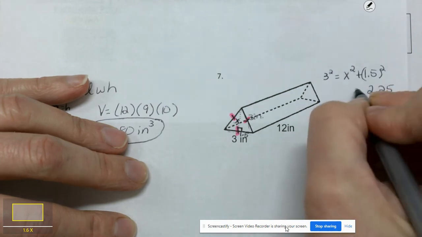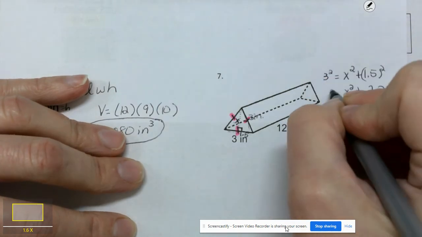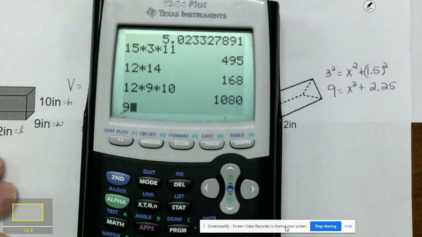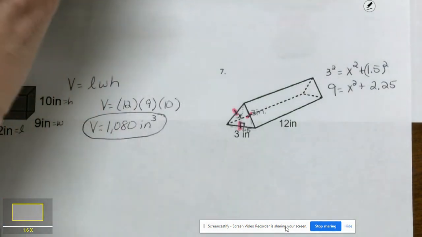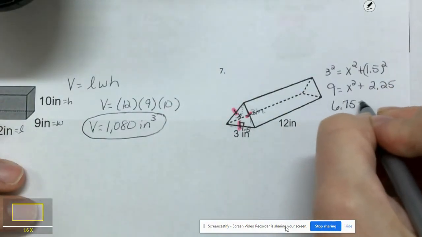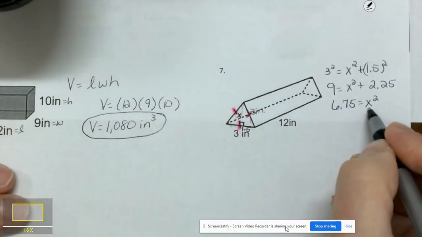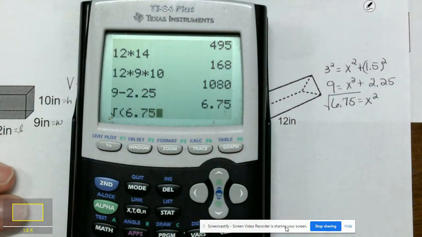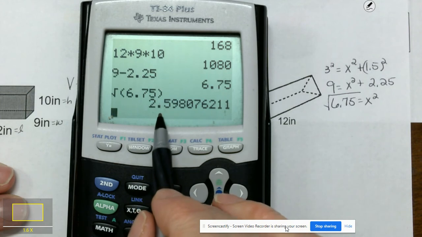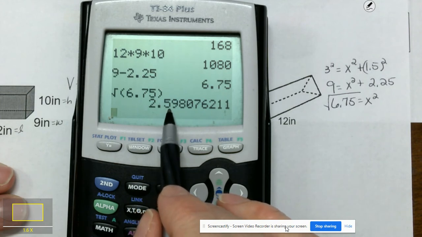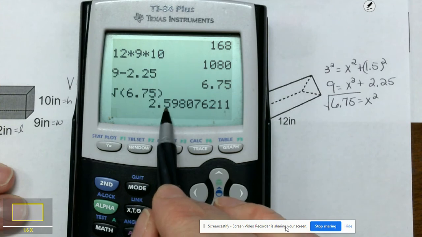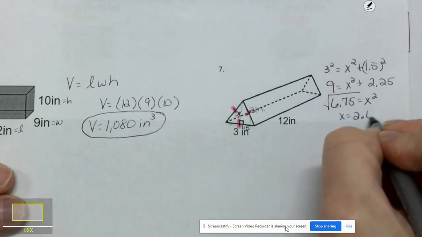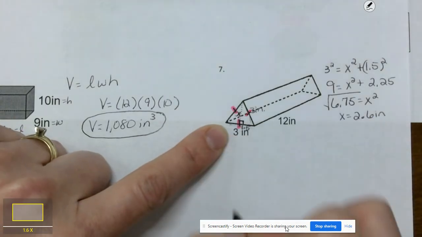You can key that in your calculator. Plus the x squared equals, and 3 squared is 9. Okay, if I subtract 2.25, so 9 minus 2.25, that's 6.75 equals x squared. And then in order to find x, I've got to take the square root of that 6.75. So the square root of 6.75. Okay, I'm going to round to 1 decimal place, the tenths place, 2.6. So we'll say that x equals 2.6 inches. So I have found the height of my triangle now.